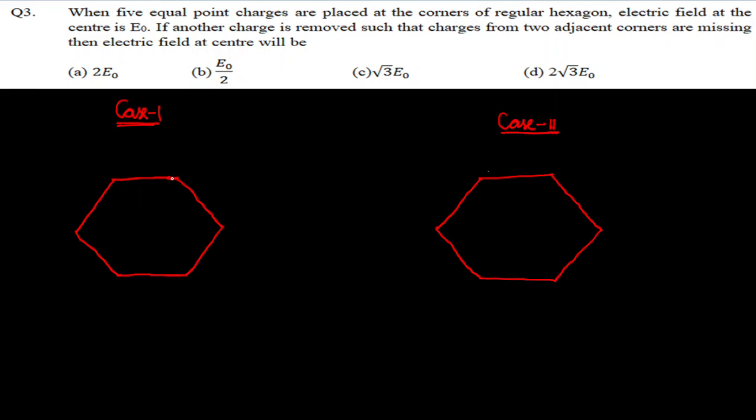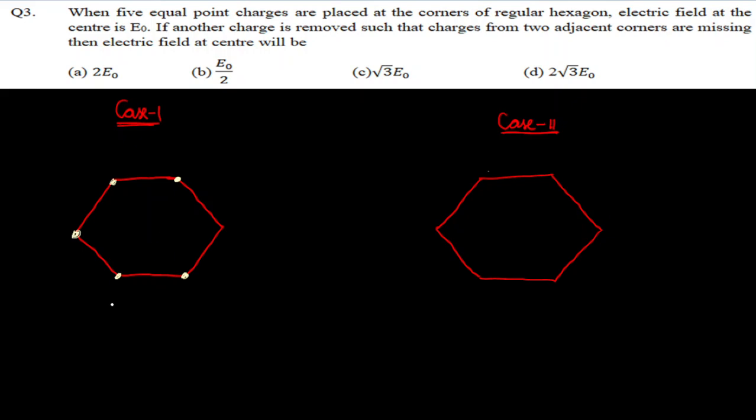And then usually, each regular hexagon has 6 corners, but in this case, in the first case, we have only 5 charges. So we can put 5 charges at 5 corners. So one corner will be missing. One corner there will be no charge. So at this corner there is no charge.